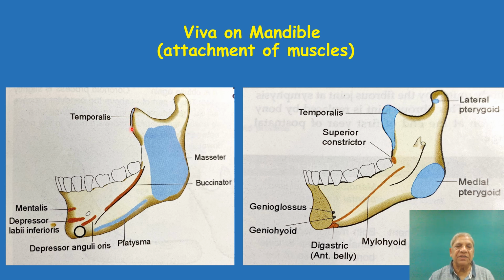You can see this in the first diagram: it is attached onto the anterior border, but the major portion is attached onto the medial surface of the coronoid process. Okay. The second muscle of mastication is the masseter, which is attached onto the lateral surface of the ramus of the mandible, extending right up to the angle of the mandible, this area.